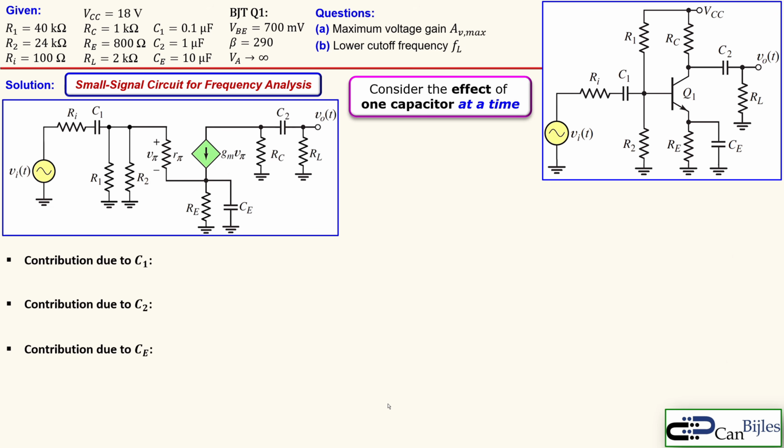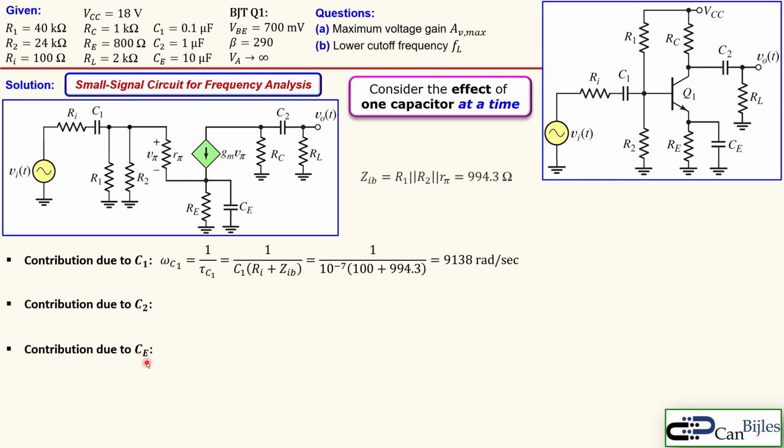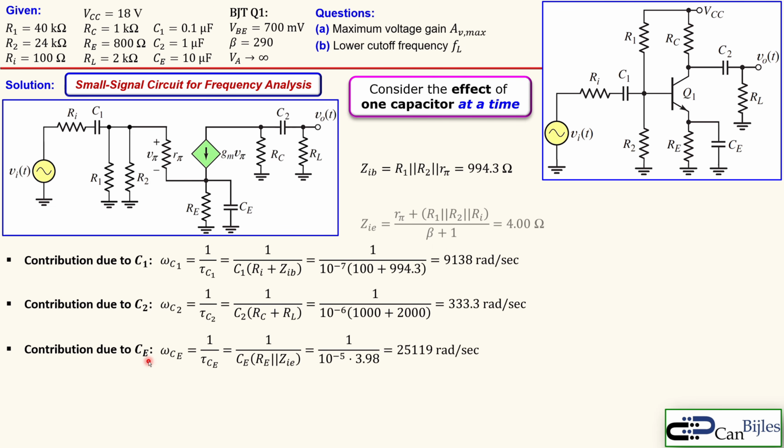Alright, let's make now the summary. We have the contribution by C1, C2 and the CE. So each of them, the formulas and also the results. We also have this and we have this. So we also have the values here from the associated impedances. You see here that we have a little bit over the 25,000, here 9,100 and here almost 333.